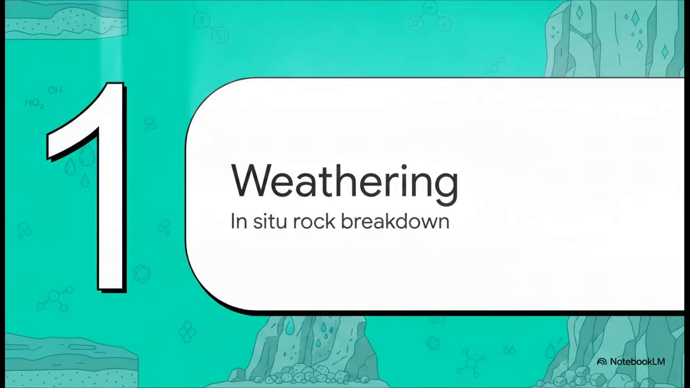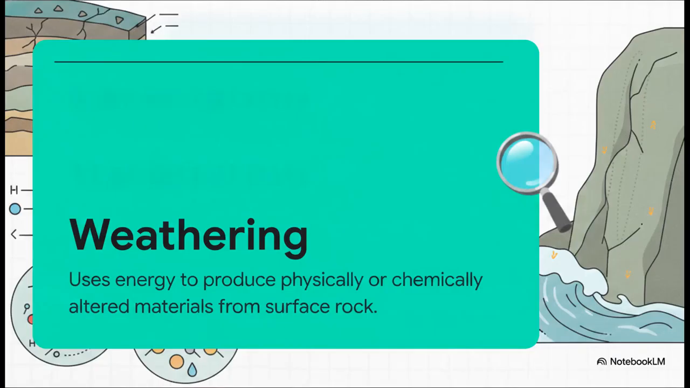Section 1, Weathering. This is all about in situ rock breakdown. So what exactly is weathering? Simply put, it's the process that uses energy to produce physically or chemically altered materials from surface or near-surface rock. The absolute crucial takeaway here is that weathering happens in situ, which literally means exactly where the rock stands. There's no moving force carrying the rock away. It just sits there and weakens the cliffs, providing the essential raw sediment for the entire coastal system.